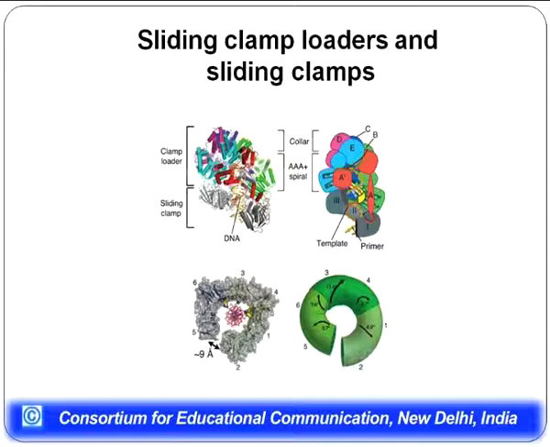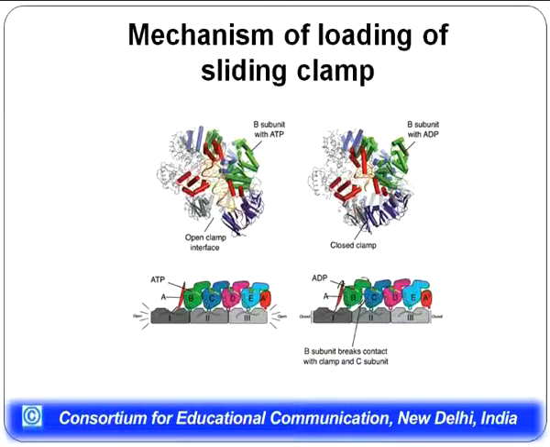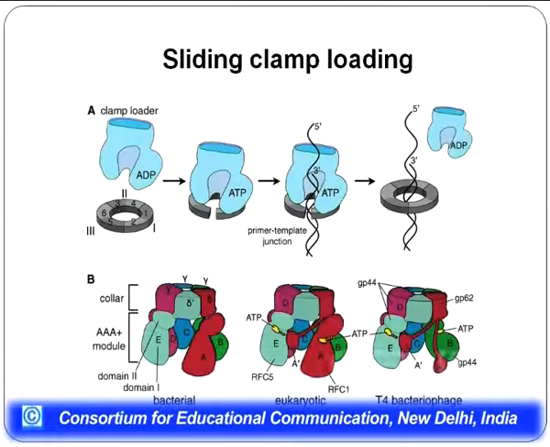The sliding clamp protein is loaded onto the single strand of DNA by sliding clamp loaders, which are again AAA plus binding proteins. These proteins have domains which can bind to ATP, and they can hydrolyze ATP to carry out specific action, which in this case is binding to the sliding clamp protein and opening 2 subunits so that they can be loaded onto the single stranded regions of DNA. Whenever sliding clamp loaders are bound to ADP, they are not able to bind to sliding clamp. However, once bound to ATP, they will be able to bind to sliding clamp and open the sliding clamp subunits and load them onto DNA molecule. This is how the mechanism takes place.